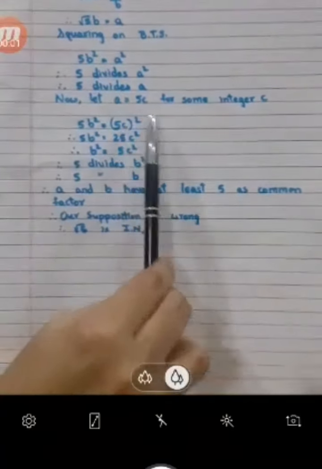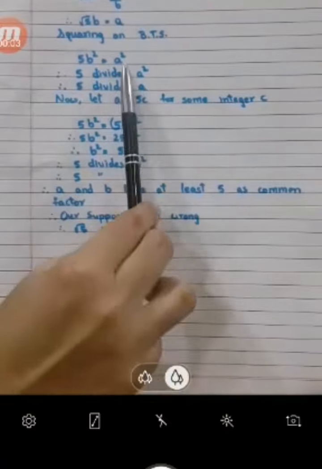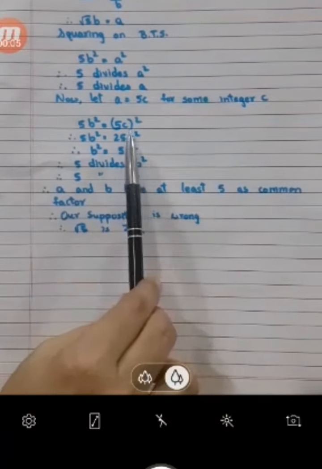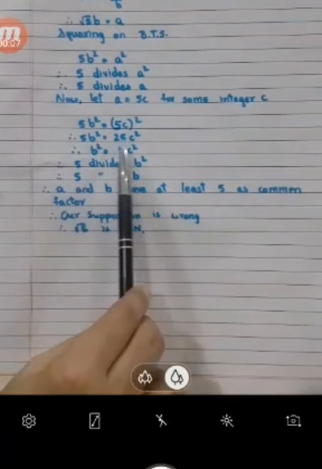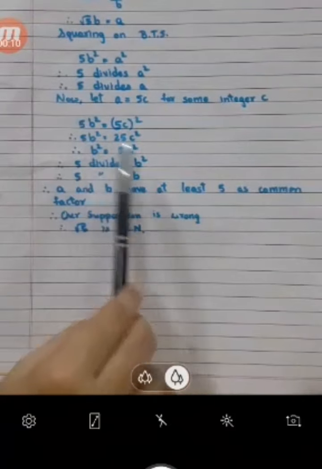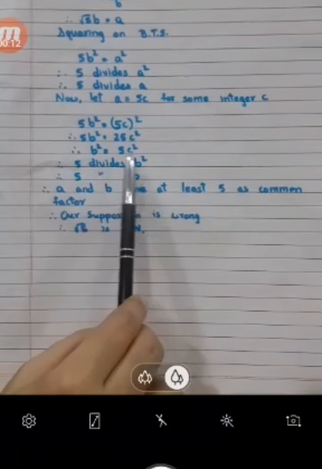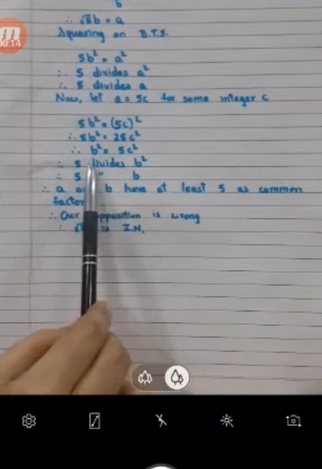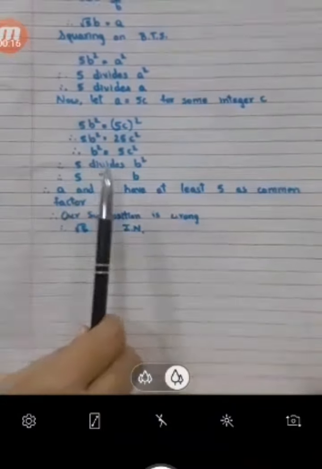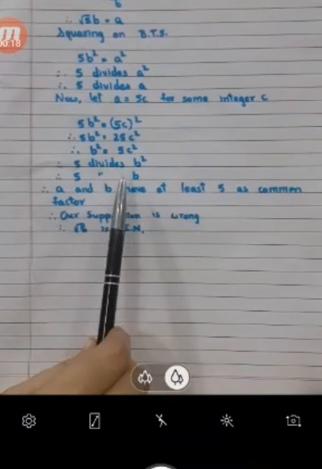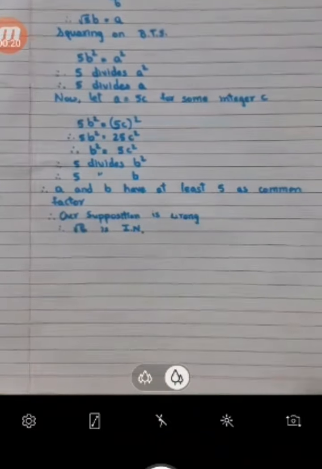Now a equals 5c. So here in place of a we are going to write 5c. So taking square, we will get 5b square equals 25c square. By cancelling, you will get b square equals 5c square. This 5, if we take to the left hand side, what does it become? It becomes 5 divides b square and therefore 5 divides b.